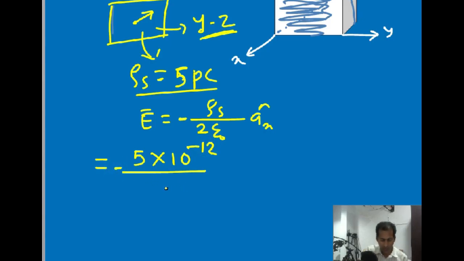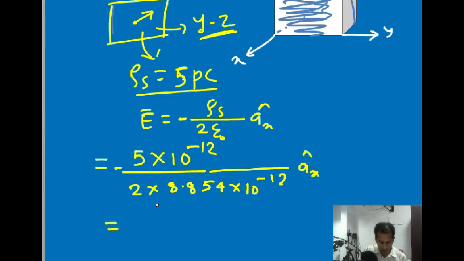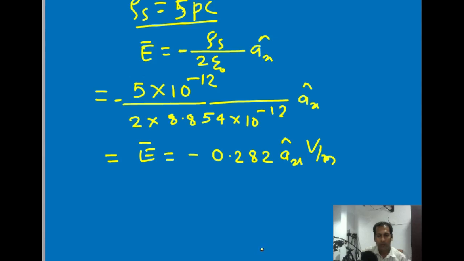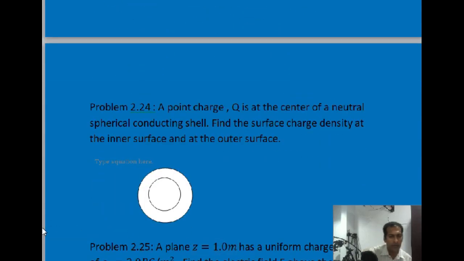This is again minus, divided by 2. What is the value of epsilon naught? Epsilon naught is 8.854 into 10 to the power minus 12, and the direction is Ax cap. So if we solve this, we will get electric field intensity as, so the final answer should be minus 0.282 Ax cap volts per meter. So let us see the next example.